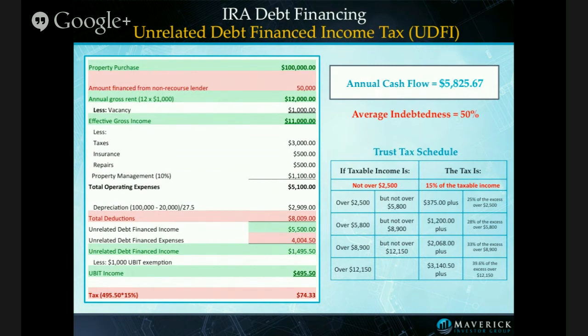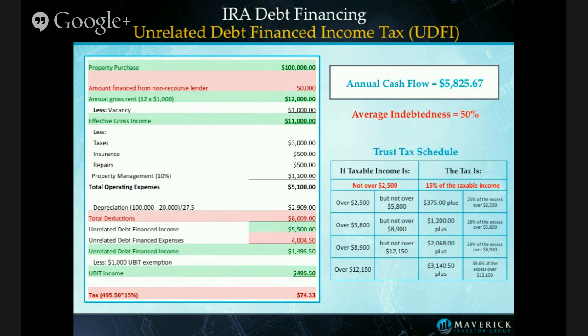As you see from the calculation on the screen here, on a high level, this particular example was a $100,000 property that was 50% financed, receiving about $1,000 a month in gross rent. After deductions, it was determined that $1,495 was unrelated debt financed income.